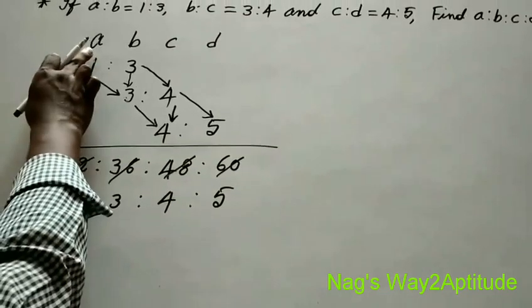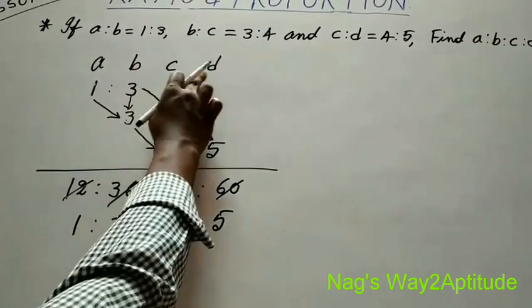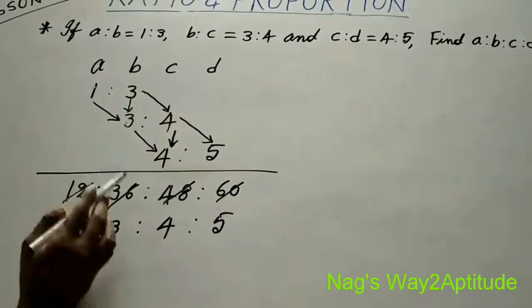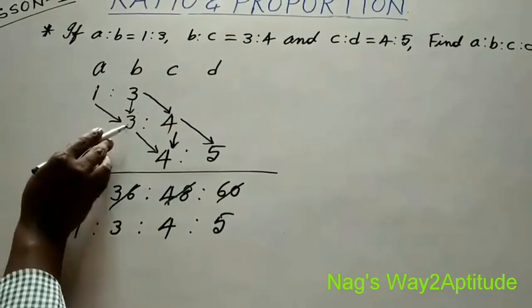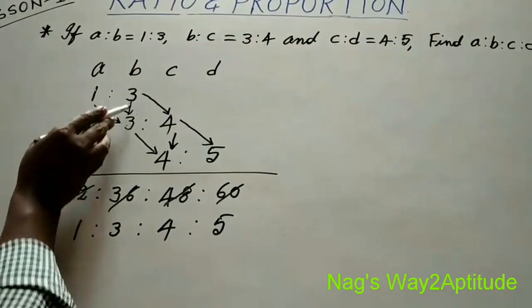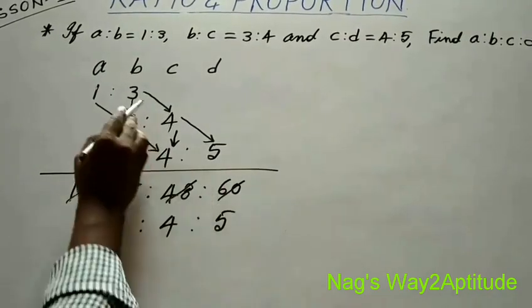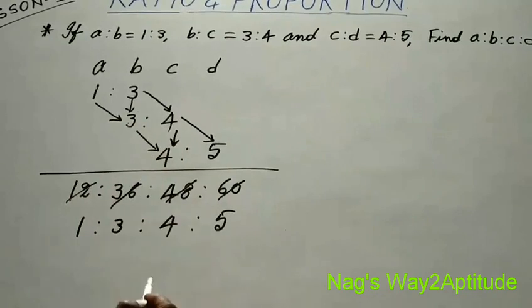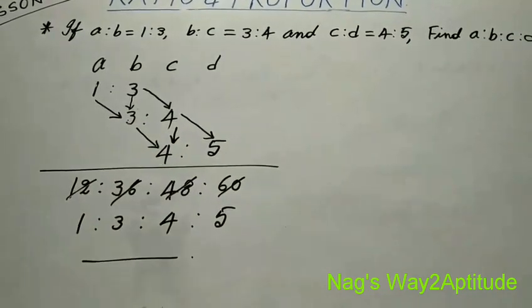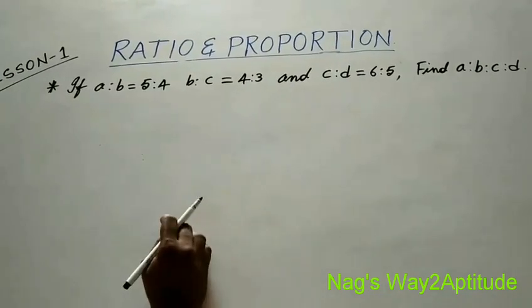But remember one thing: while finding the value of A is to B is to C is to D, you have to multiply these 3 terms, 1 3 4. This is the first step. Next 3 3 4, next 3 4 4, and finally 3 4 5. So now let us move on to the next problem.